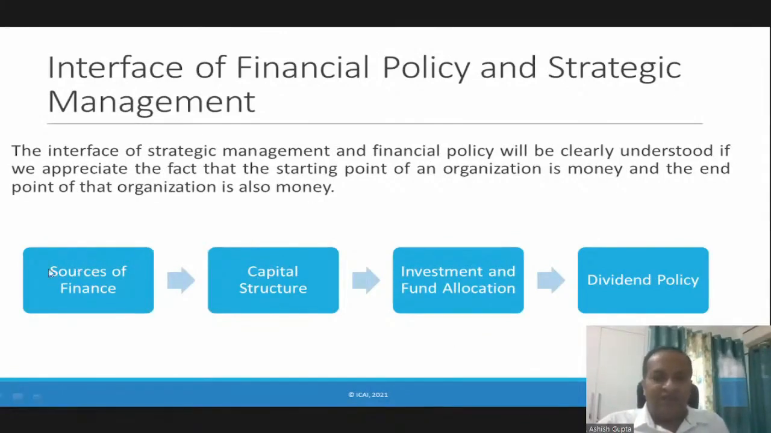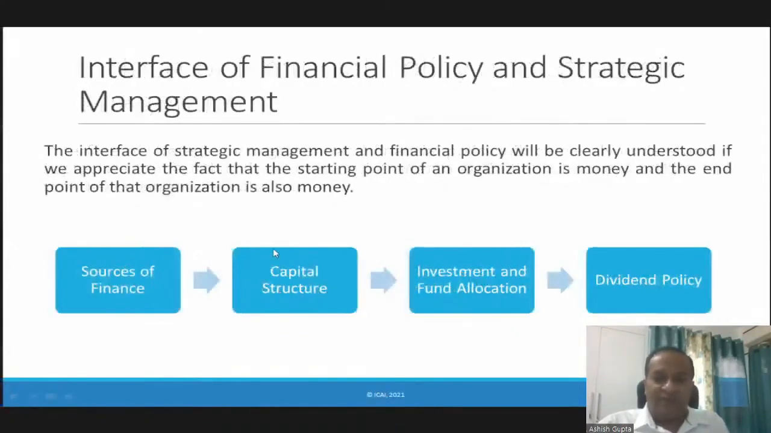So ultimately, we start with the source of finance. We change our capital, we modify our capital structure, or we design our capital structure. We make the decision regarding investment and fund allocation, and ultimately, in the end, we make the decision about the dividend policy, that is, how much we have to retain and how much we have to distribute to our stakeholders. So overall, we can see that the interface of financial policy and strategic management is basically the funds or the money, which is the foundation of both decisions, and that links them together.